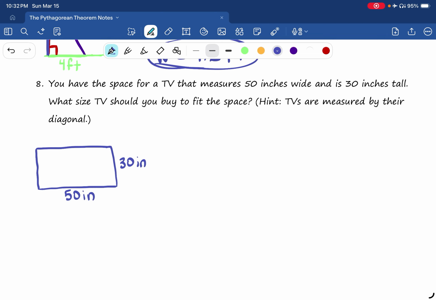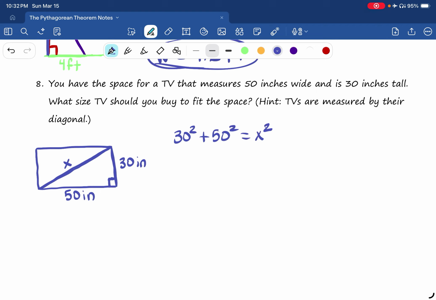So here's a hint. TVs are measured by their diagonal. So when you go out and you buy a TV, that measurement on that TV is the diagonal of the TV. So I need to know what's the biggest TV I can get to fit on that space in my wall. And so the diagonal of this rectangle is the hypotenuse of one of the two right triangles that are formed when I draw that diagonal. So x is what we're looking for, which would be our c. So we would say 30 squared plus 50 squared equals x squared.